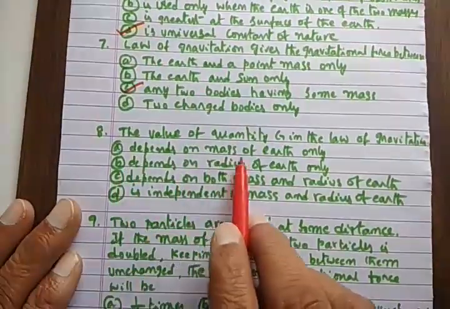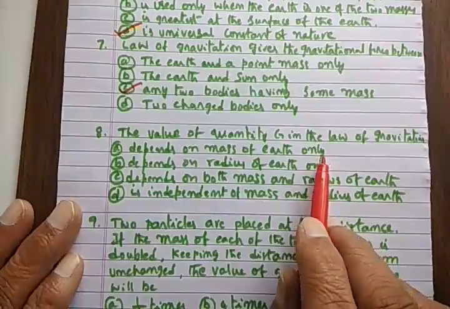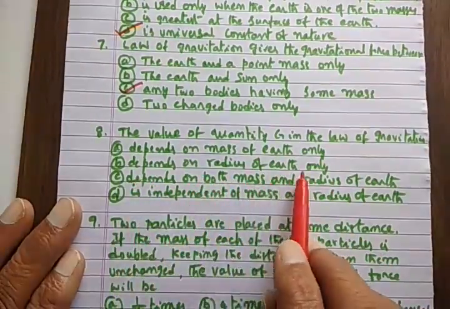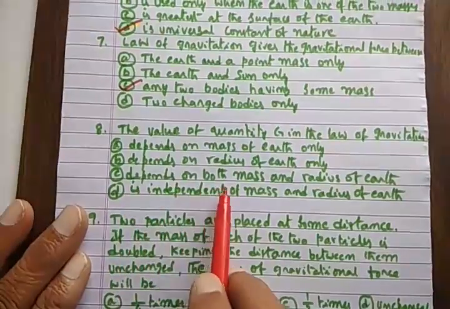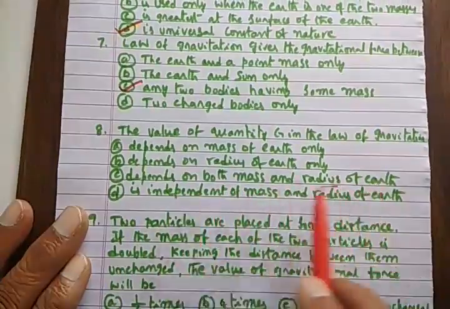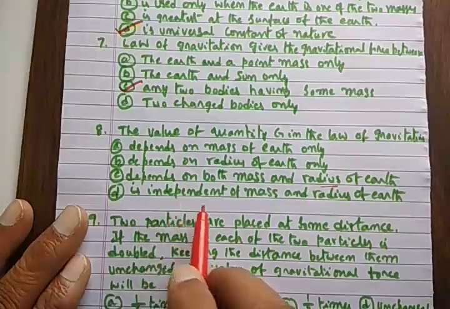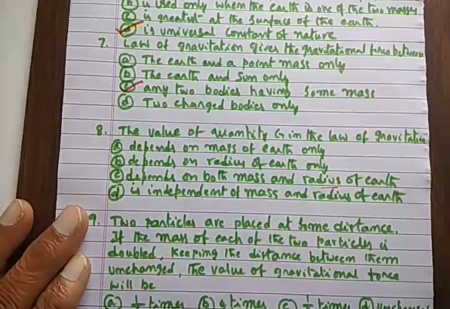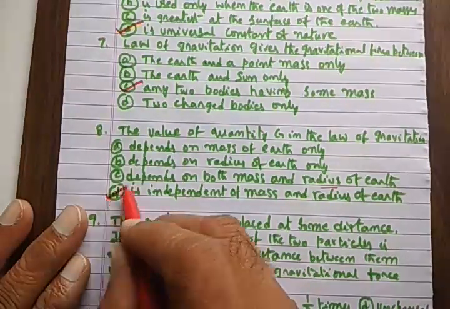So depends on mass of earth only. So no, we have never talked about mass of earth. Depends on radius of earth, no, definitely. Depends on both mass and radius of earth, no. So is independent of mass and radius of earth. Any two objects with mass and the distance between them. So this is correct.